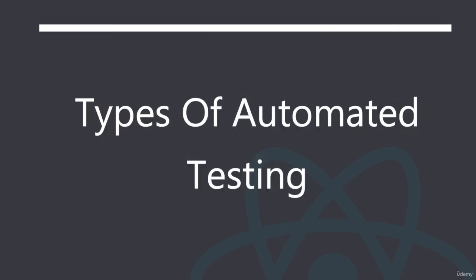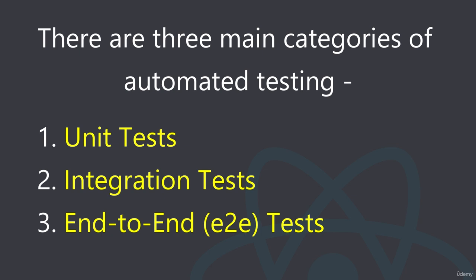Now we are discussing types of testing. There are three main categories of automated testing: unit tests, integration tests, and end-to-end or E2E tests.